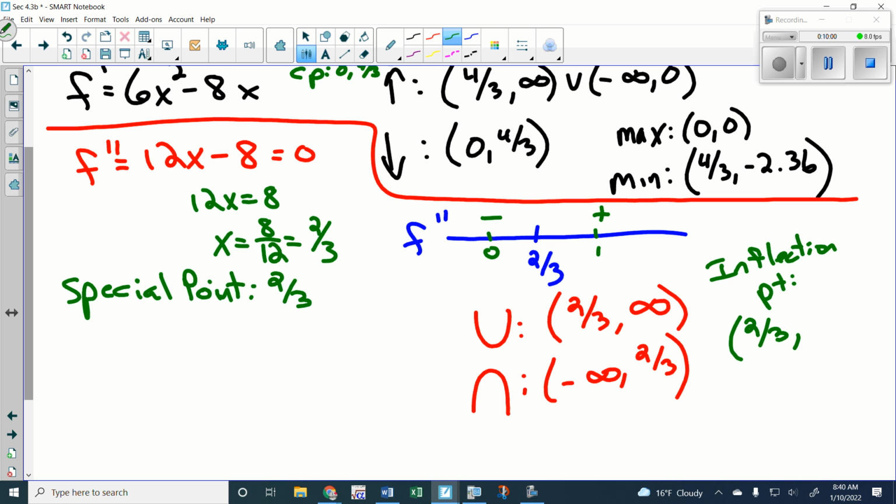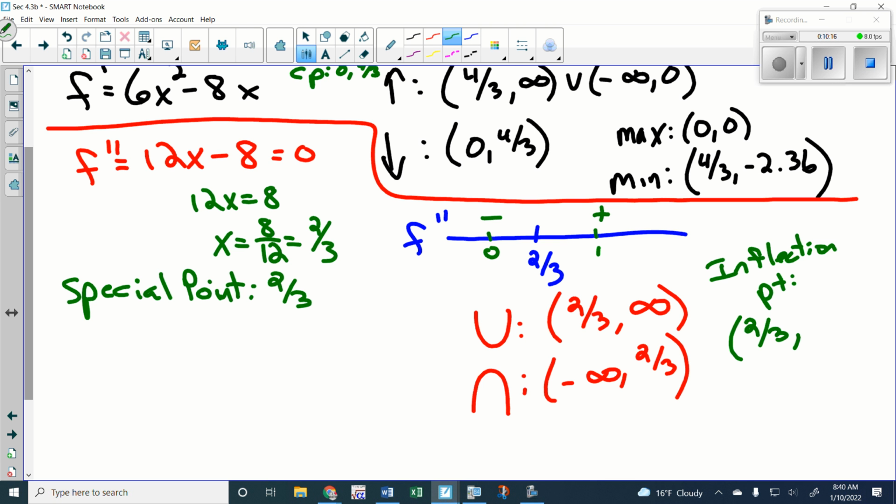So if we substitute that back into our original, can someone do that in a calculator for us? Let us know what you get.